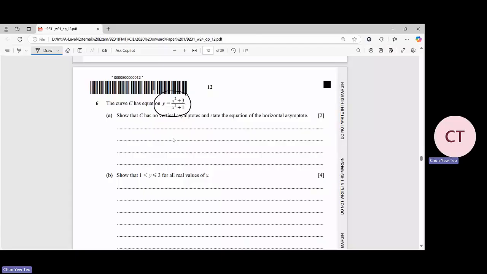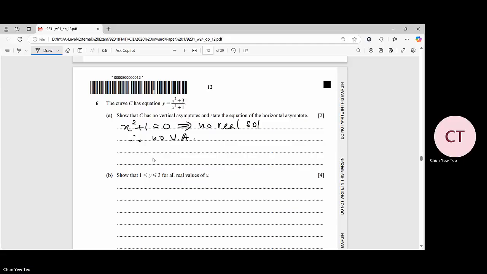x squared plus 3 over x squared plus 1. Show that the curve has no vertical asymptote and state the equation of the horizontal asymptote. To find the vertical asymptote, we just need to let our denominator equal 0. But it cannot equal 0. That means this equal to 0 has no real solution. Therefore, no vertical asymptote.